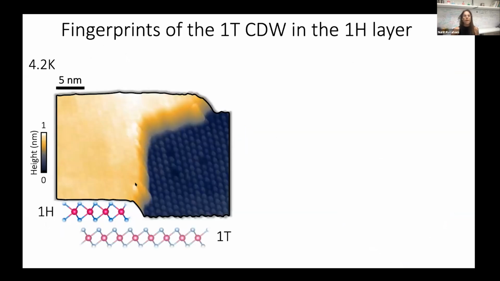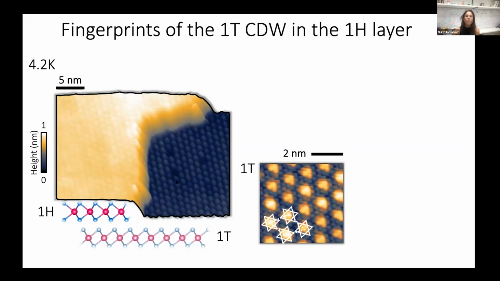Okay, so let's focus on this topography where we see the 1H layer on top of this 1T layer, and let's inspect the periodic patterns that we see here. This is the charge density wave. This is the 1T region. So let's take a better resolution. Here you see very clearly the Star of David CDW, and we also see the atomic structure.